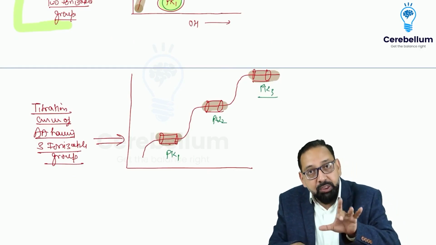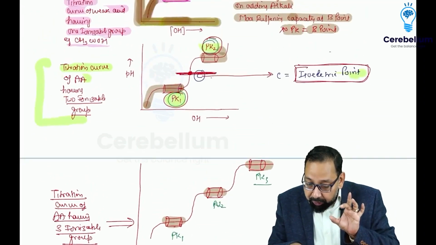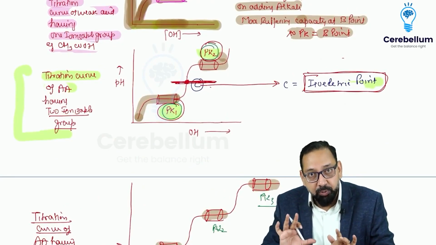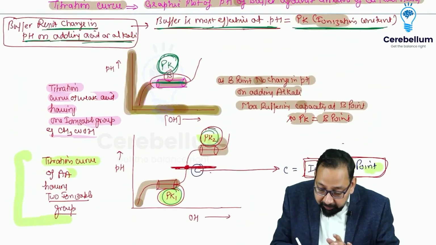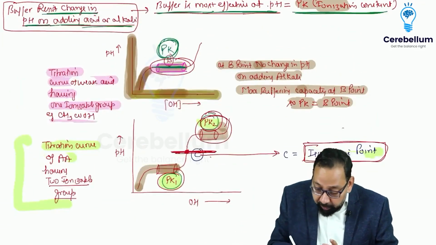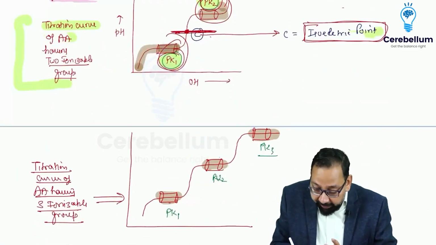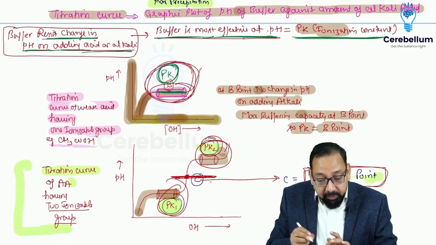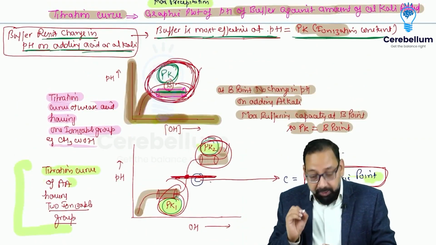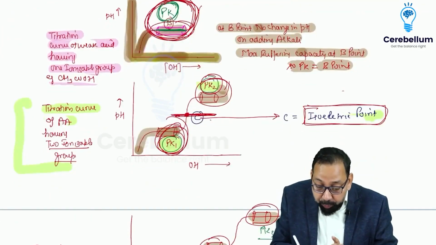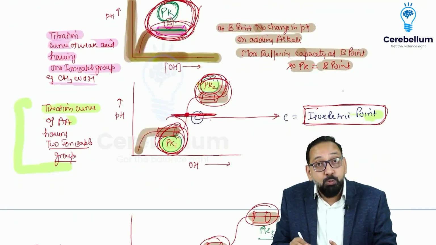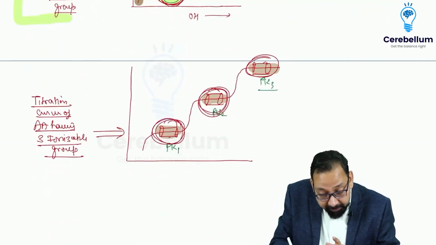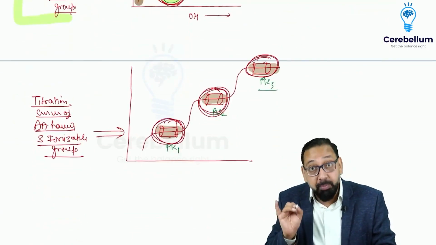So I conclude this is a complicated topic. Sometimes questions are asked in which they will give you a graph and ask how many ionizable groups are there. You will see this one ionizable group, this two ionizable groups, this three ionizable groups. If one ionizable group, one pK, maximum buffering capacity at this point. If two ionizable groups, two pK, maximum buffering capacity at these two points. If three ionizable groups, three pK, maximum buffering capacity at these three points.